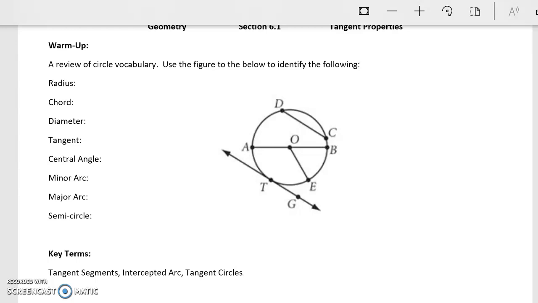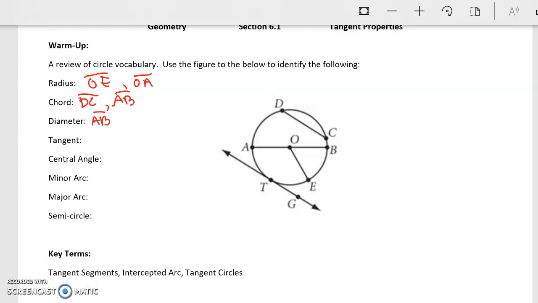So a radius, remember, is a segment from the center of the circle to a point on the circle. So segment OE is a radius, segment OA, and all radii are congruent. A chord goes from one point on the circle to another. It could pass through the center, that would be a diameter, or it doesn't have to. So DC is a true chord that's not a diameter, whereas AB is a chord that is also a diameter. And then that means segment AB is a diameter.